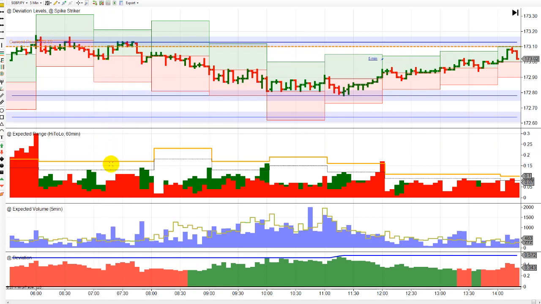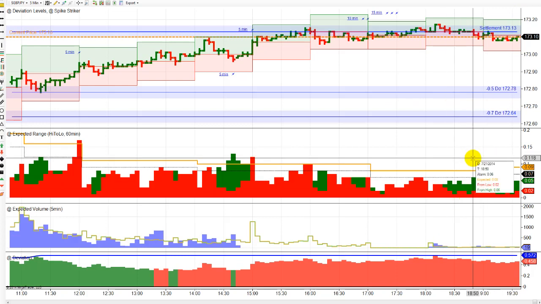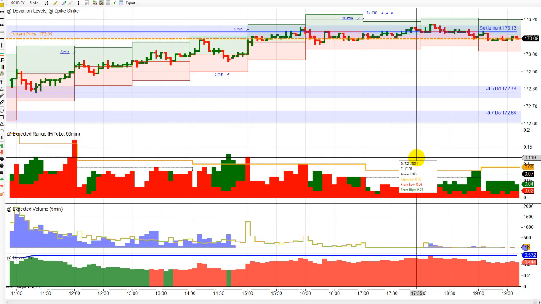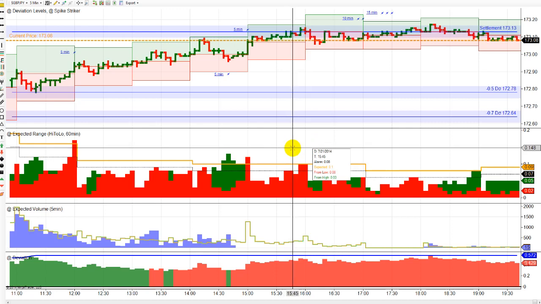This measurement is just showing from the high to the low how far it has gone. For instance, if we go to the current hour, last hour from the high to the low it should move 8 ticks. It moved 8 ticks, to the tick. The one before that, it said it should move 8, it moved 6. The one before that, we said it should move 8, and it moved 8.